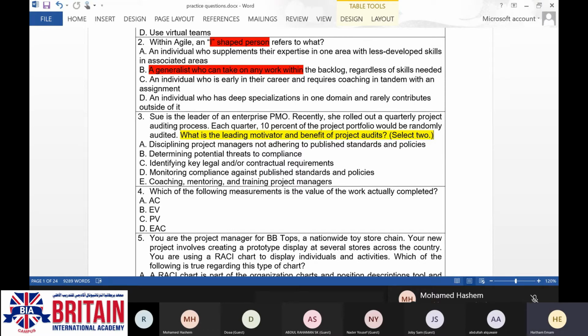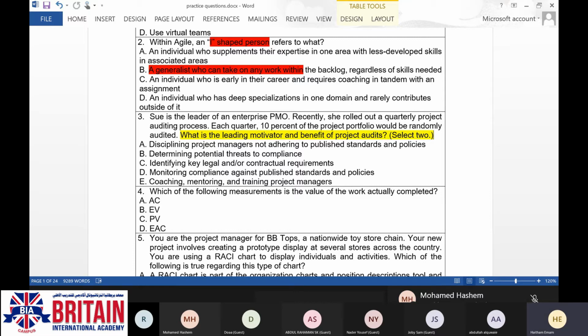Which is representing the estimate at completion. Based on your current performance, tell me what will be my budget at the end of the project. But here he's talking about the value of the work actually completed. So we are going to ignore planned value and the estimate at completion. And now we are talking about the actual cost and the earned value.